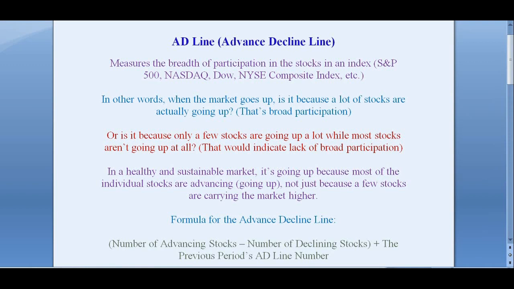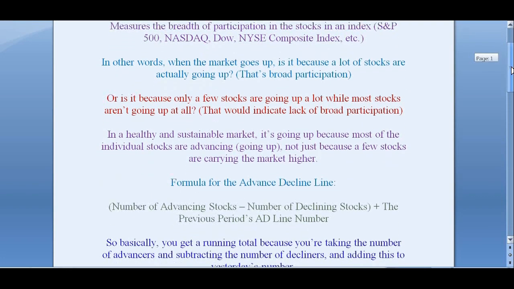In other words, when the market goes up, is it because a lot of stocks are actually going up, and that's broad participation, or is it because only a few stocks are going up a lot while most stocks aren't going up at all? And that would indicate a lack of broad participation. In a healthy and sustainable market, it's going up because most of the individual stocks are advancing, not just because a few stocks are carrying the market higher.